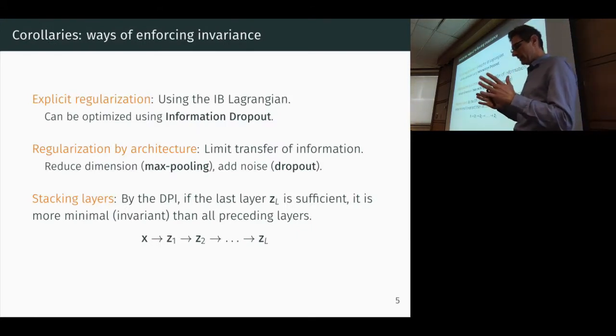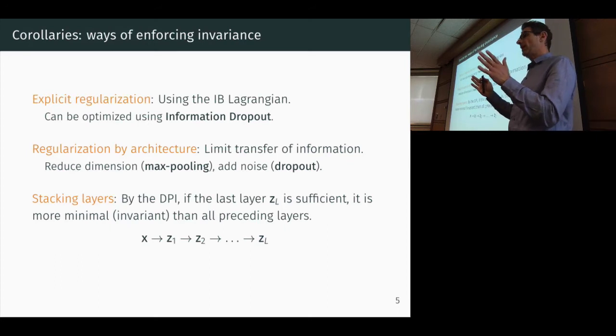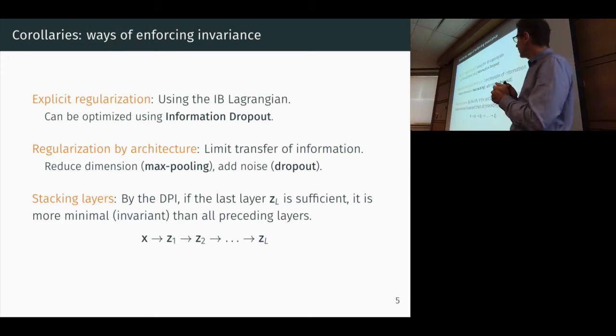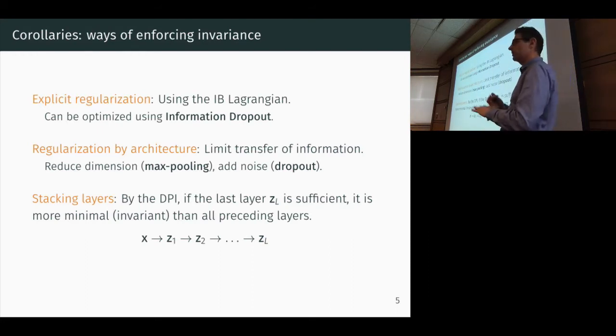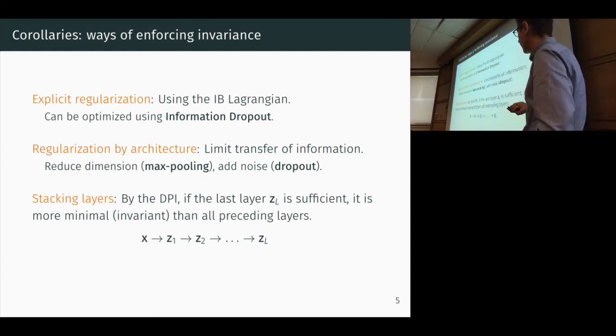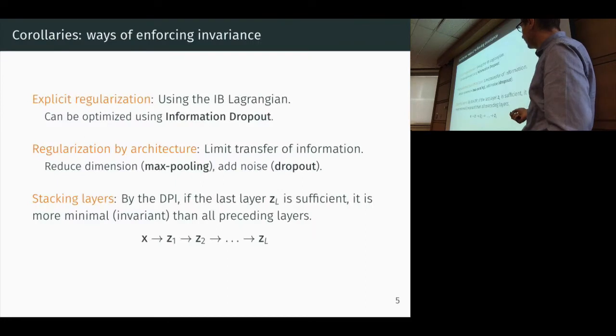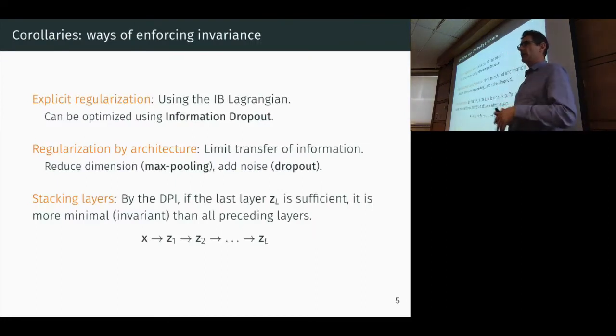So the consequence of this is that so long as you have an architecture that you can train, you stand to benefit by inserting bottlenecks, either explicitly by adding this regularizer, that is typically not done, or by using architectural features like dropout or like pooling, or by stacking layers. And this is a sort of counterintuitive result, which says that if you have a representation that's sufficient, the more layers you stack, which means the more parameters you have, the more minimal you are. It just seems counterintuitive. You add more and more parameters and you become more and more minimal and therefore more and more invariant. But this is exactly what's happening. Because remember, you're measuring minimality not in terms of dimensionality, but in terms of information. Okay?